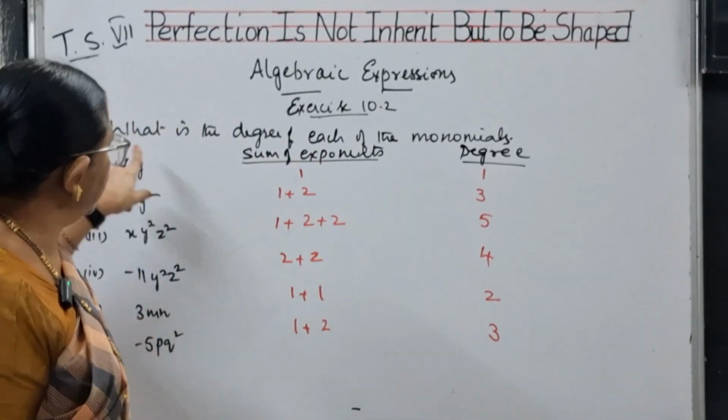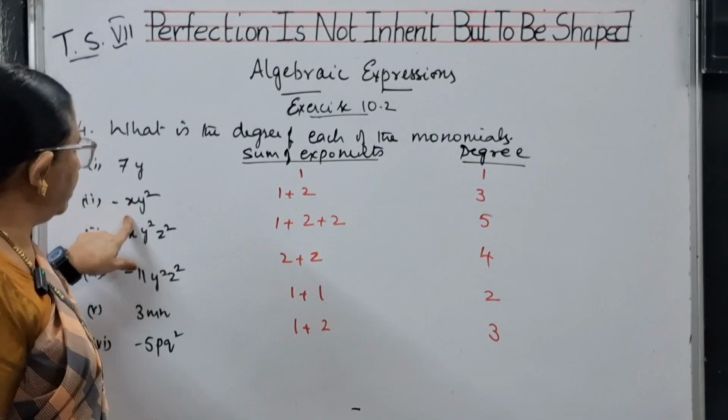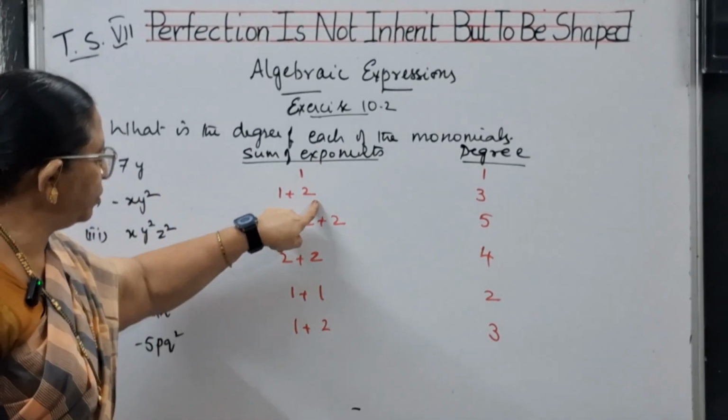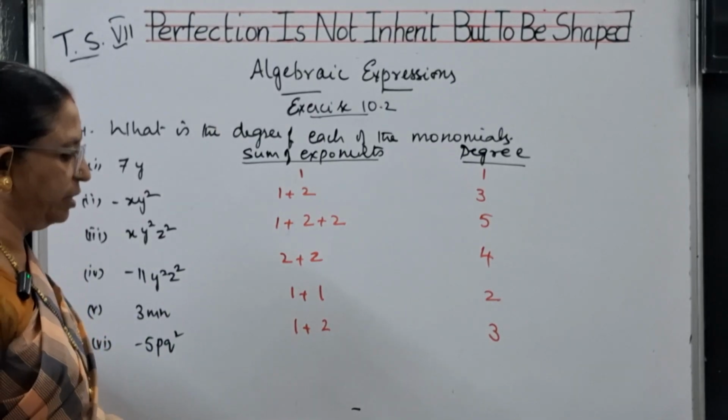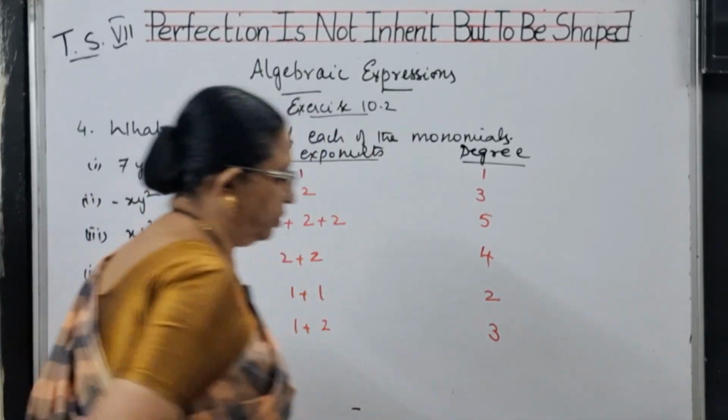For each monomial expression, what you have to do is, each variable's exponent, if you add, you are going to get the degree of that monomial. Children, please note it down.